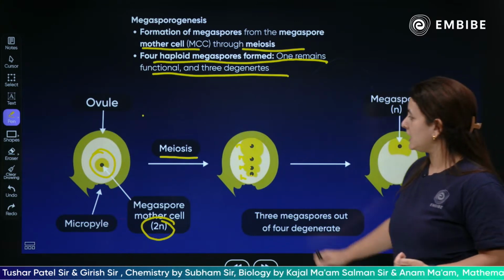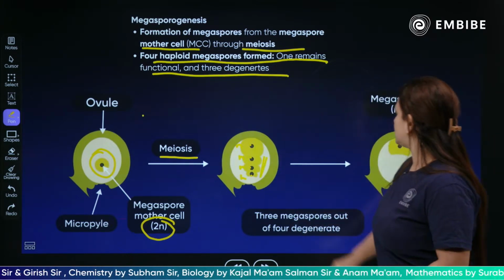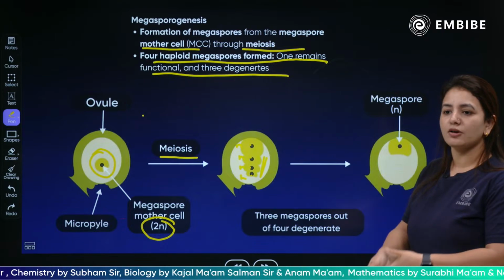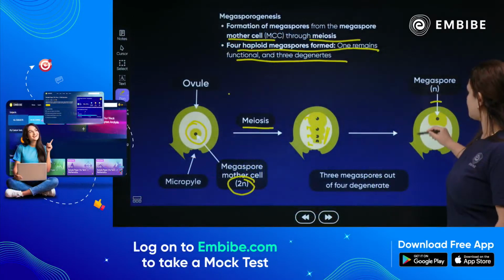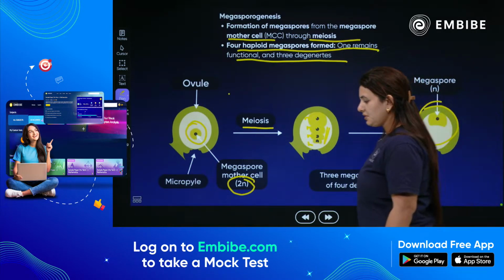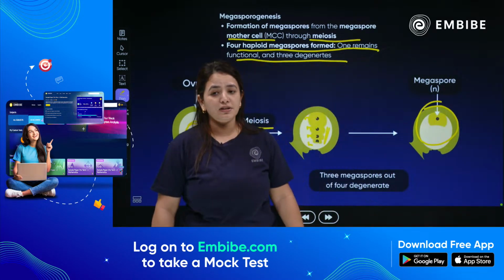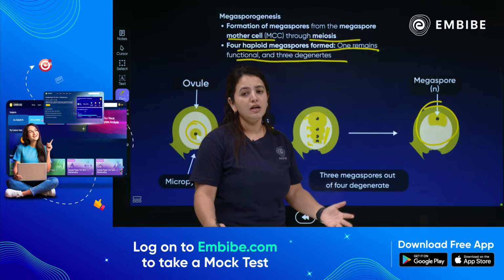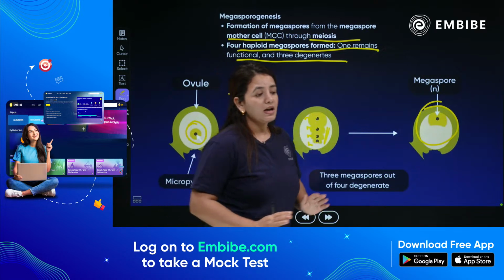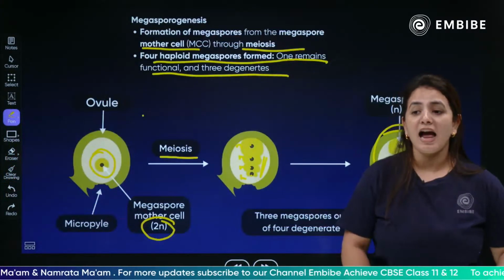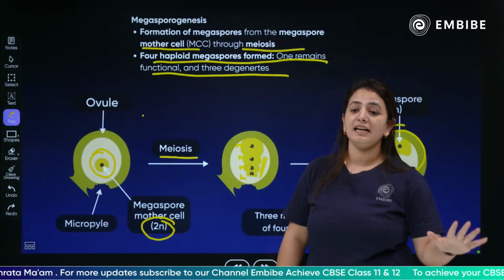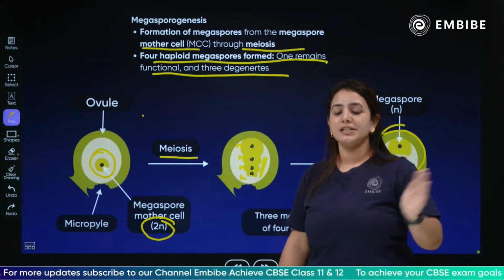Out of these, the 3 which are present towards the micropylar region completely degenerate and only 1 survives. The 3 megaspores degenerate during the process of maturation and only 1 will survive, and that 1 will undergo further mitotic division and create your 7-celled and 8-nucleated stage.